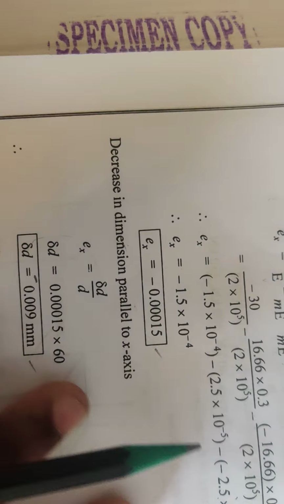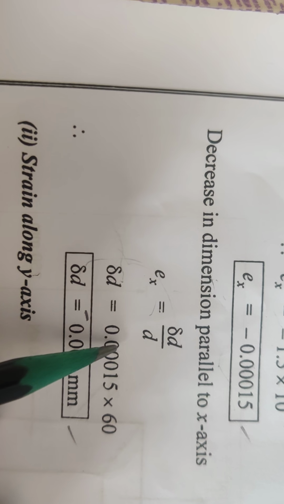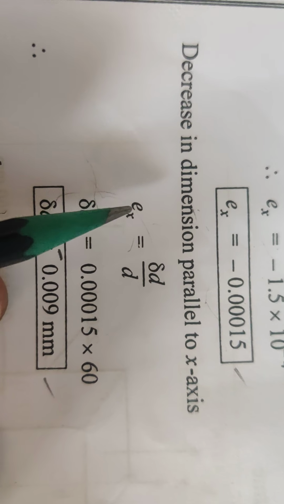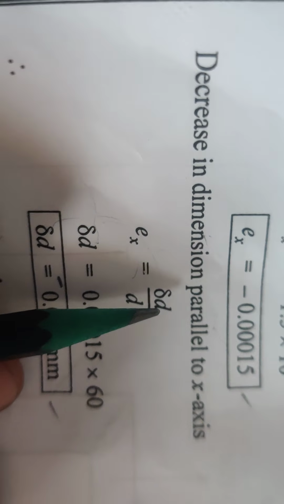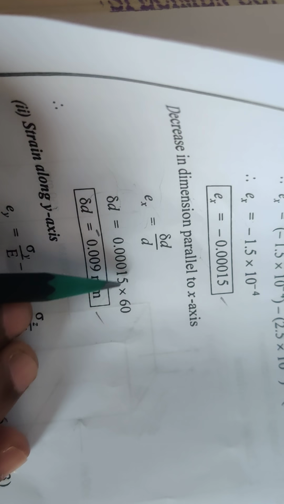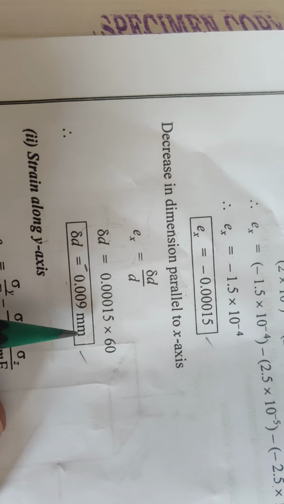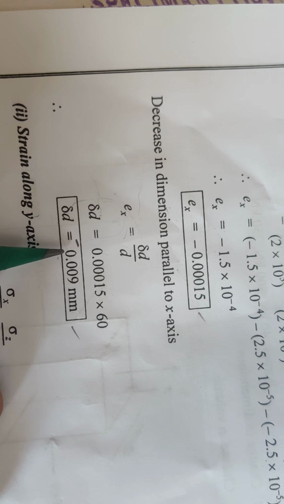Because of this strain, there is a decrease in dimension. Strain is equal to change in dimension by original dimension, delta d by d. So we know strain and original dimension, so we can calculate the change in dimension. Change in dimension is equal to Ex into d. Ex value we know, 0.00015 into 60. So we are getting delta d as minus 0.009 mm. The minus value denotes there is a decrease in dimension.